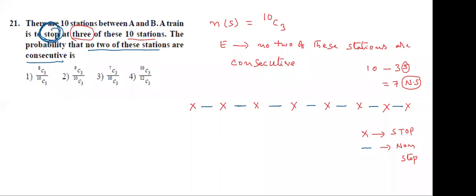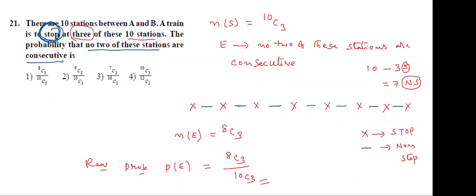Students observe clearly. How many chances are possible here? There are 8 chances. Out of 8 chances, 3 can be filled. This is N of E. Now the required probability, P of E, is equal to N of E by N of S, that is 8C3 by 10C3. This is the answer. Students, which option is correct? First option is correct. I hope all of you understood now.